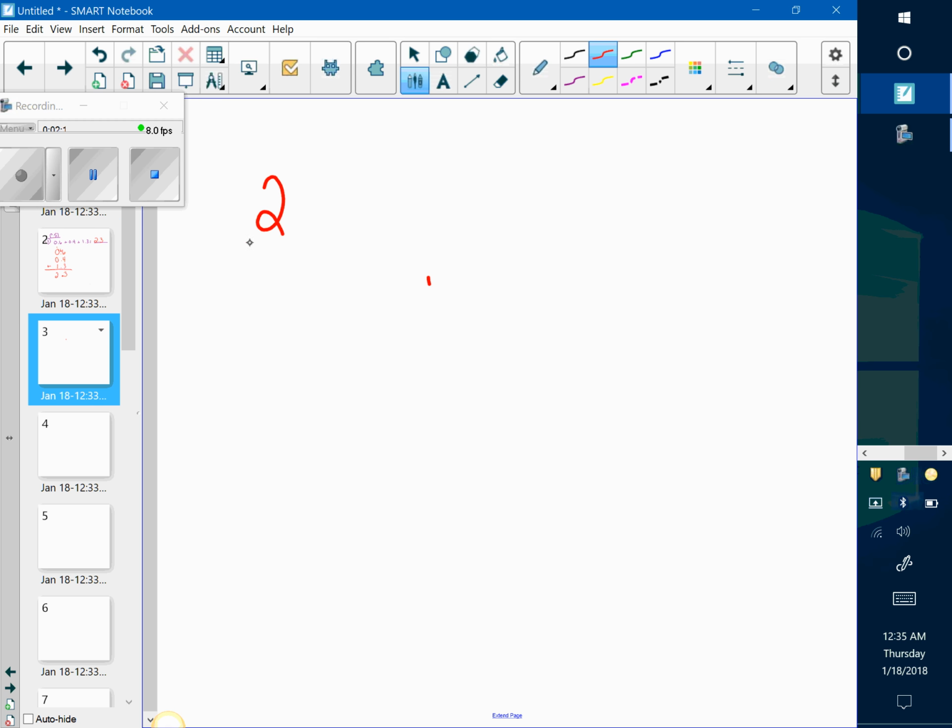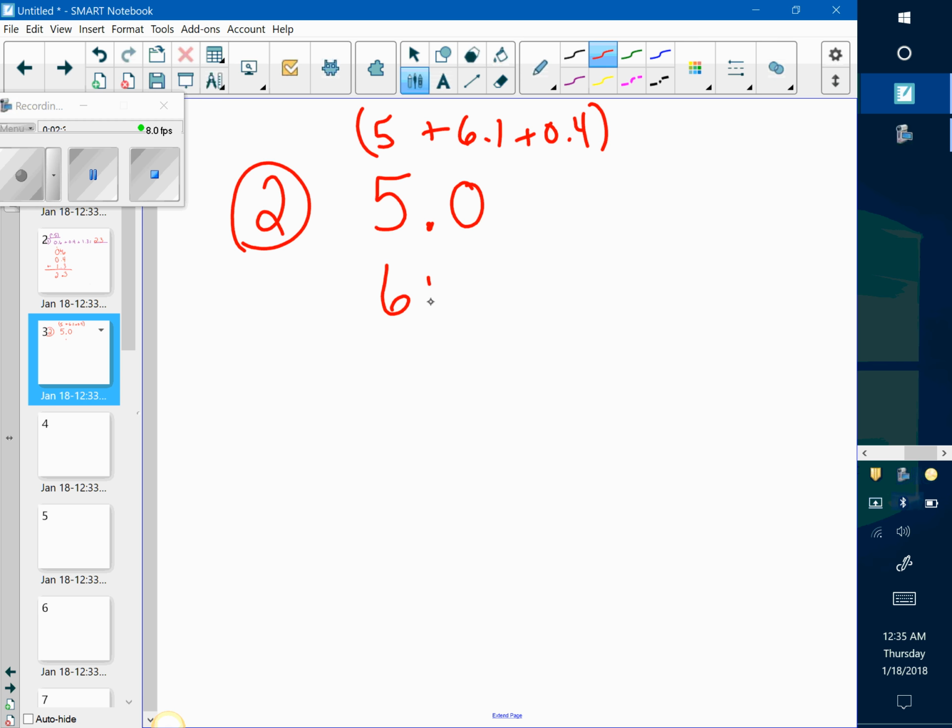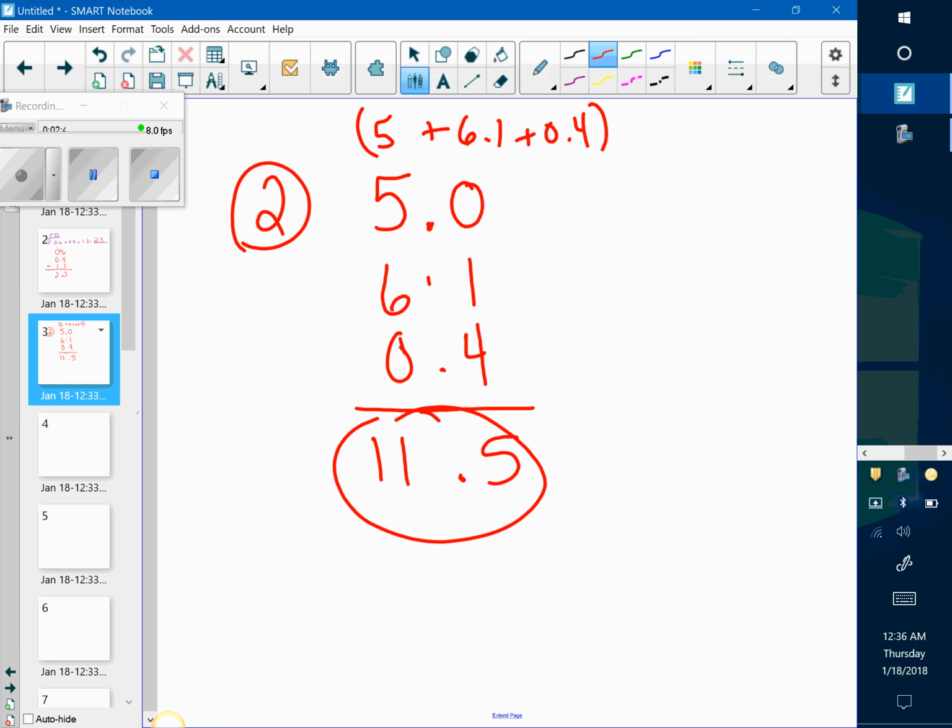Again, number 2, you're going to line the decimals up. So this is a whole number, so you would put 5.0. This one is 5 plus 6.1 plus 0.4 is what they're giving you in the problem. Then we're going to put 6.1 and then 0.4. Then you're just going to add them up. 4 plus 1 would be 5. Then you have 5 plus 6 plus 0 would be 11. So your answer is 11.5.